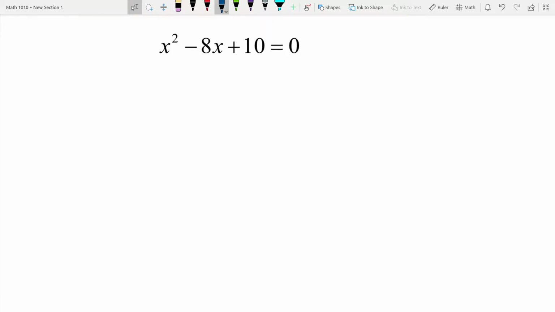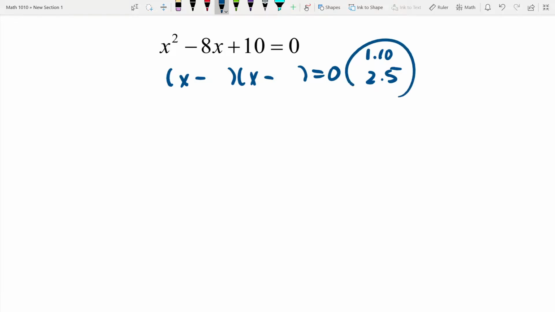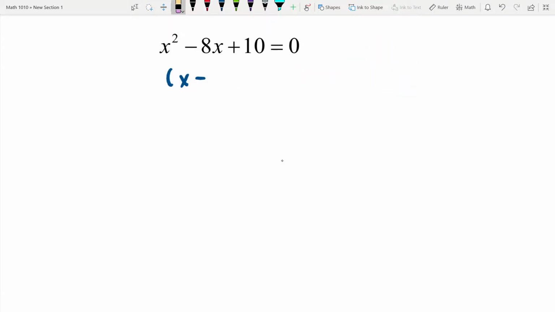Then you could say, okay, I'm going to factor that into x and x. The signs are the same, they're both negative. 1 and 10 multiply to give you 10, and 2 and 5 multiply to give me 10, and I'm trying to add to get an 8. Neither one of those adds to give me 8, so it doesn't factor. So last time we said, let's use the quadratic formula.